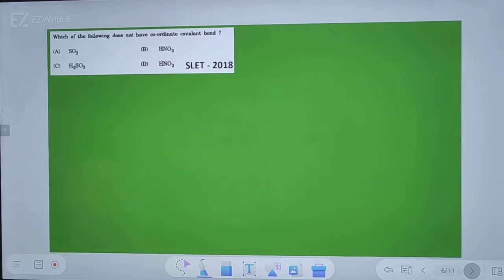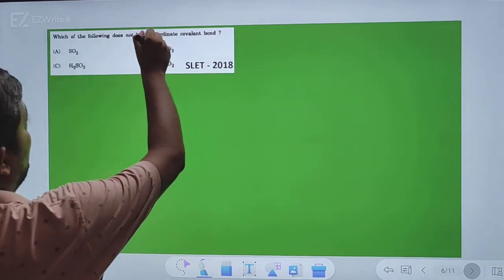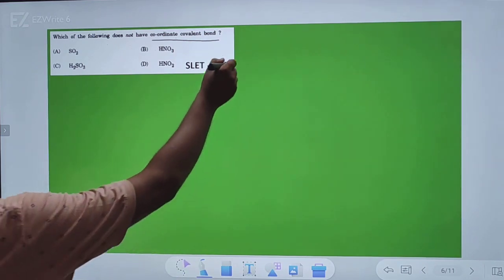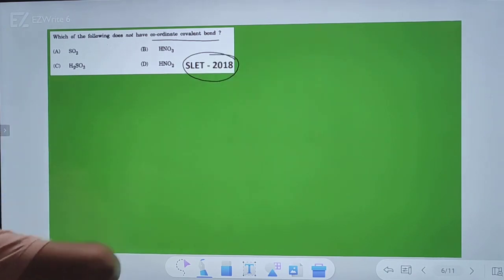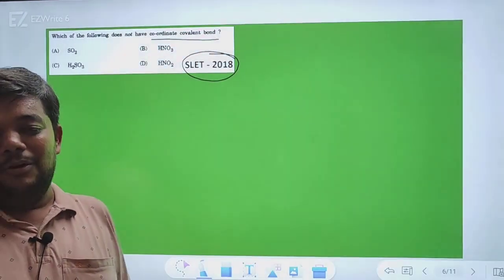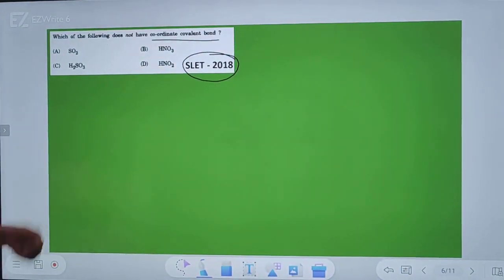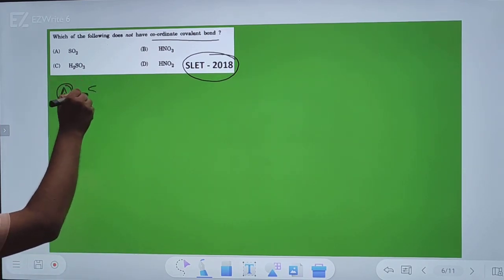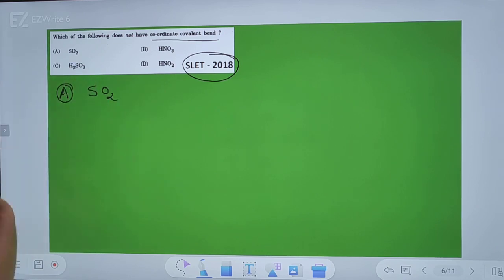Which of the following does not have a coordinate covalent bond? A very, very, very important question, because it is rightly associated with chemical bonding and molecular structure. Let us start with a simple molecule SO2, HNO3, H2SO3 and HNO2. We have the first option to be solved, and that is SO2.